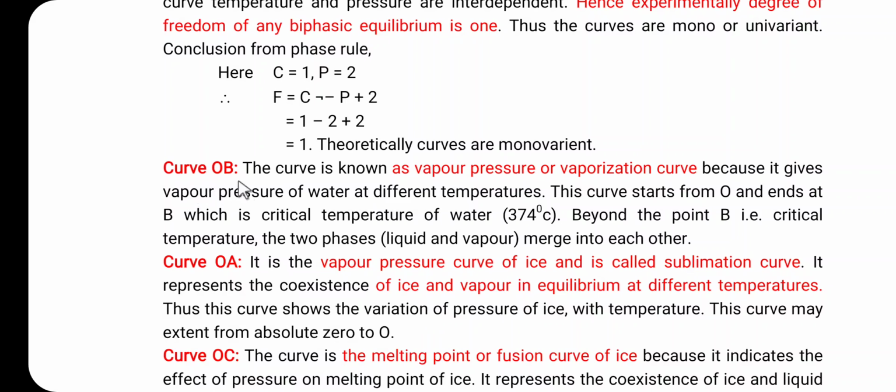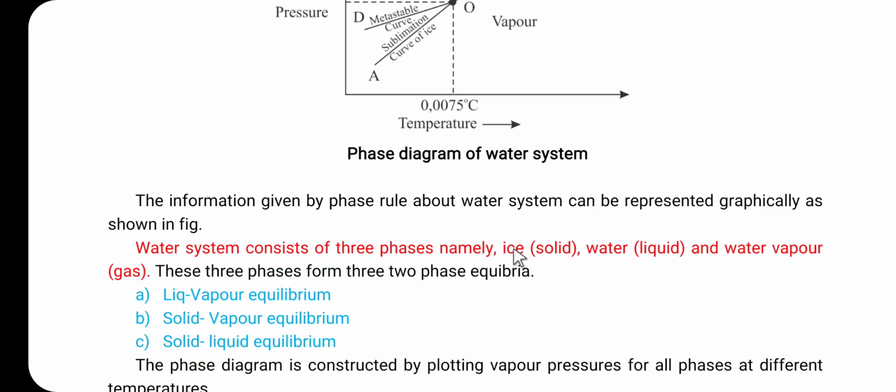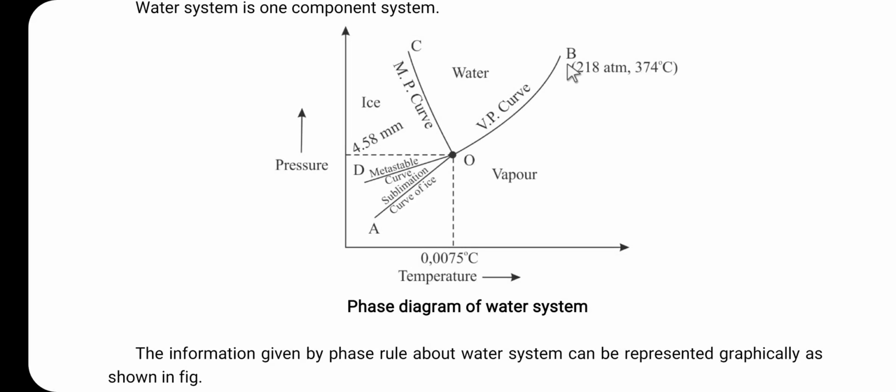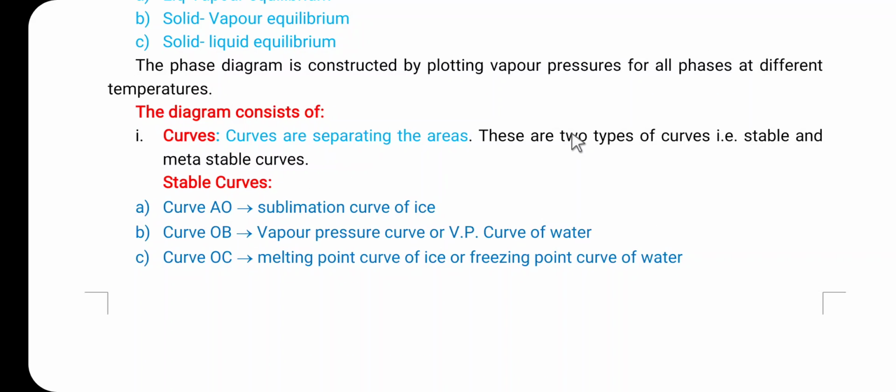The first one is the curve OB. This curve is known as the vapor pressure or the vaporization curve because it gives the vapor pressure of the water at different temperatures. This curve starts from O and ends at B, which is the critical temperature of the water, 374 degrees Celsius. Beyond the point B, the critical temperature, the two phases liquid and vapor merge into each other. Here in the diagram, curve OB ends at the critical point, and its pressure is 218 atmospheres and the temperature is 374 degrees Celsius.